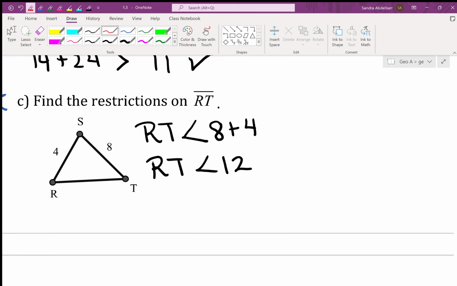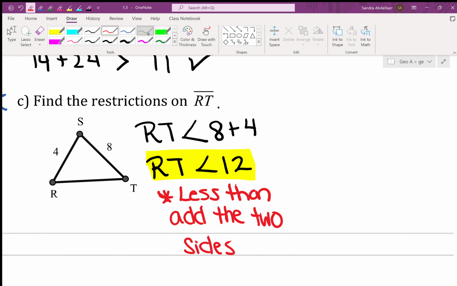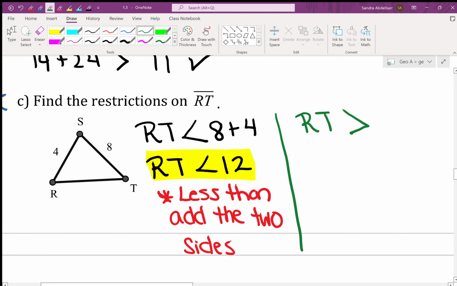So I'm going to write this out for you. Less than, add the two sides. But that's just one part of the answer. How many answers do I need? 2. So RT is less than 12, but now I need to figure out what RT is greater than.